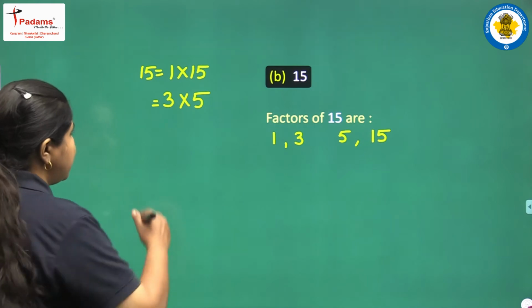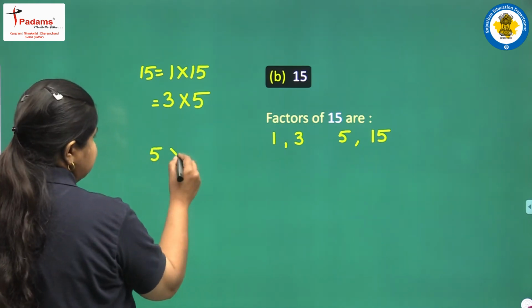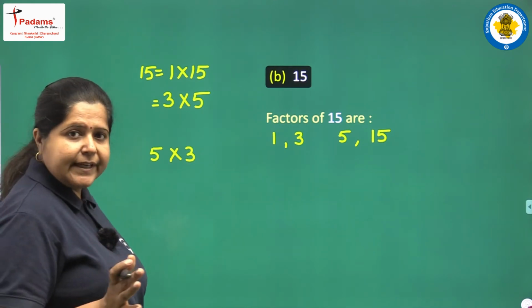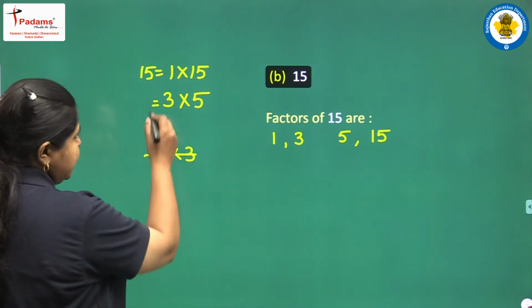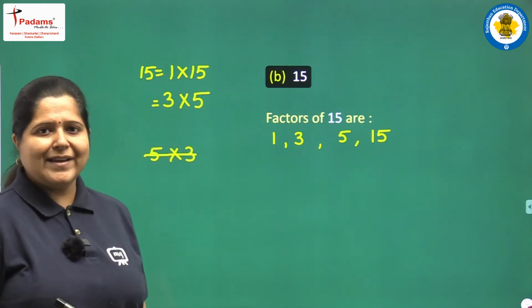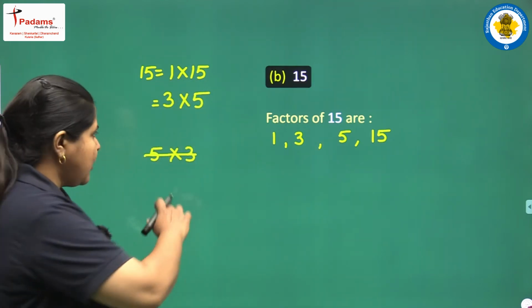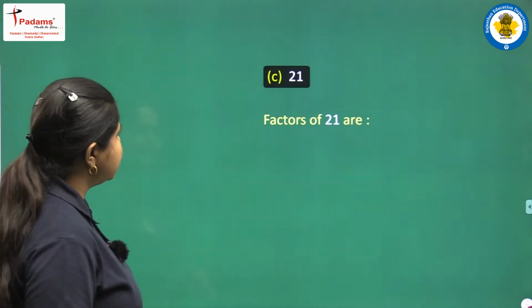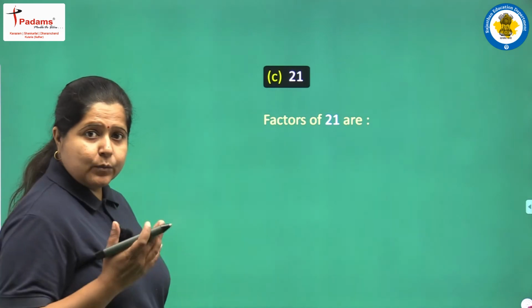Then we move on to 5. We know 5 3s are 15 and the numbers we have already taken are 5 and 3. So we will not take it. These are the 4 factors of 15: 1, 3, 5 and 15. We will stop after the repetition starts. Then we have the next one, factors of 21.